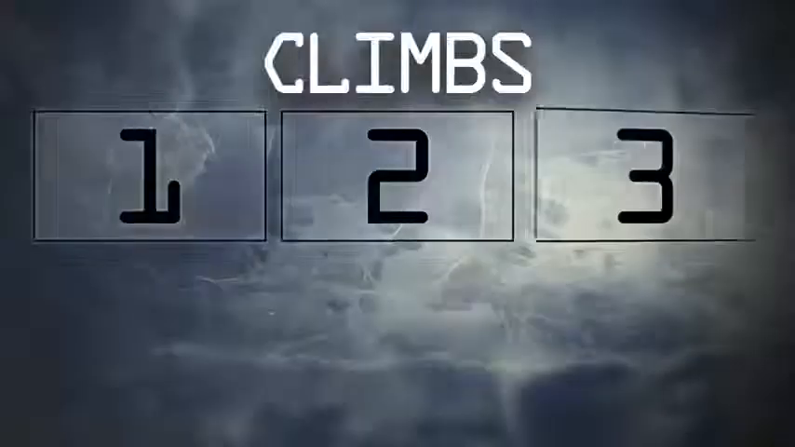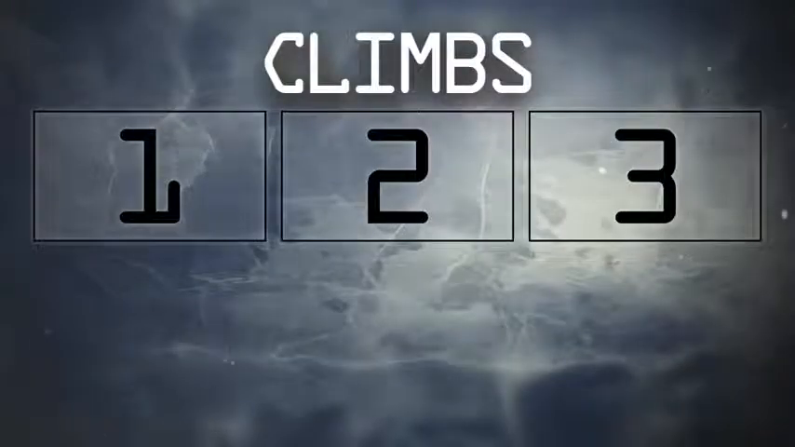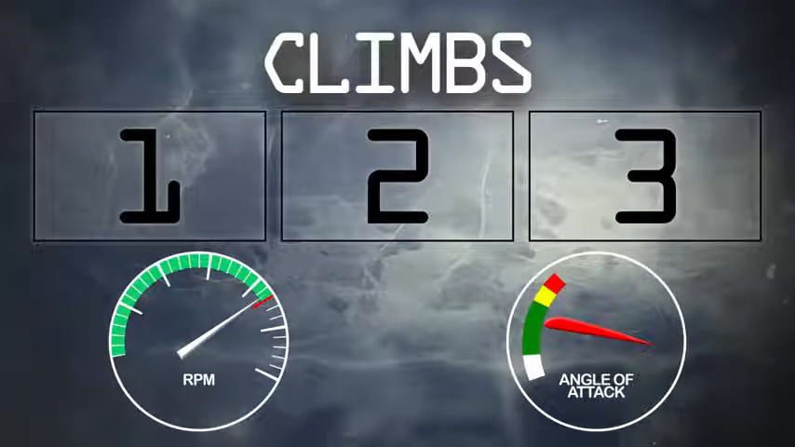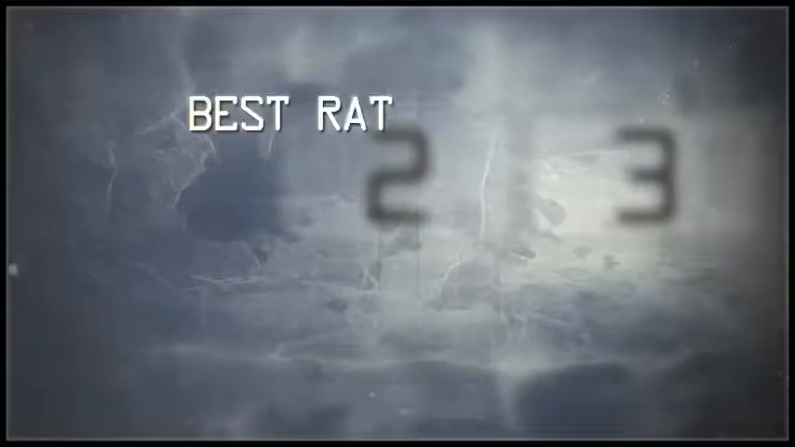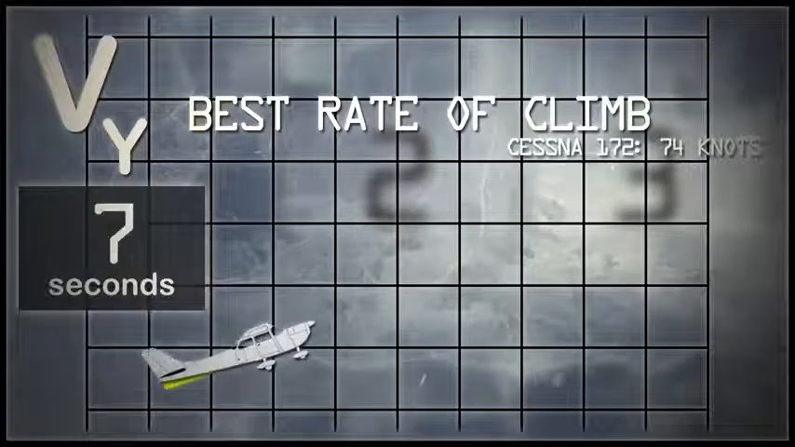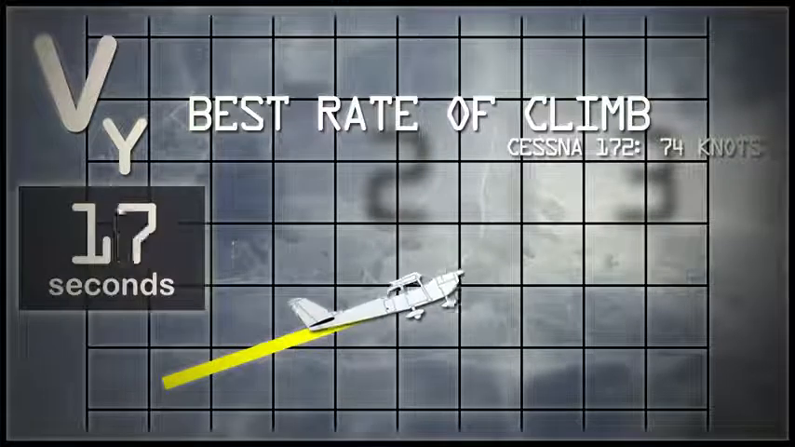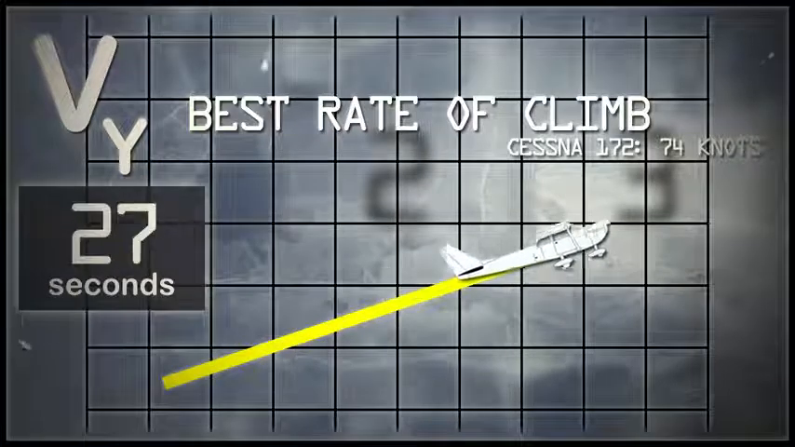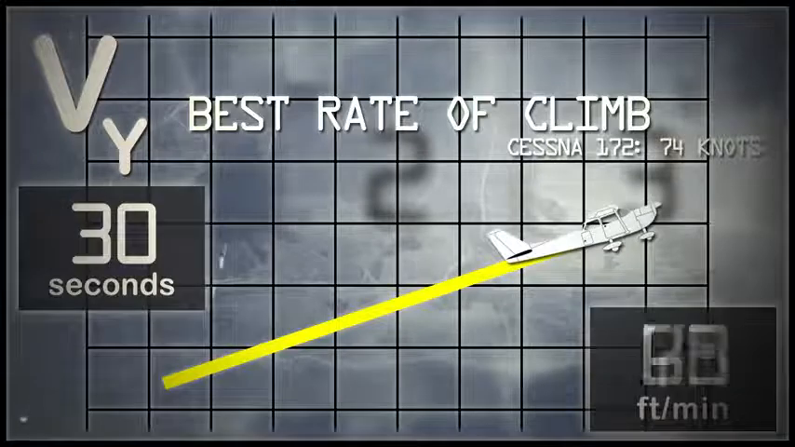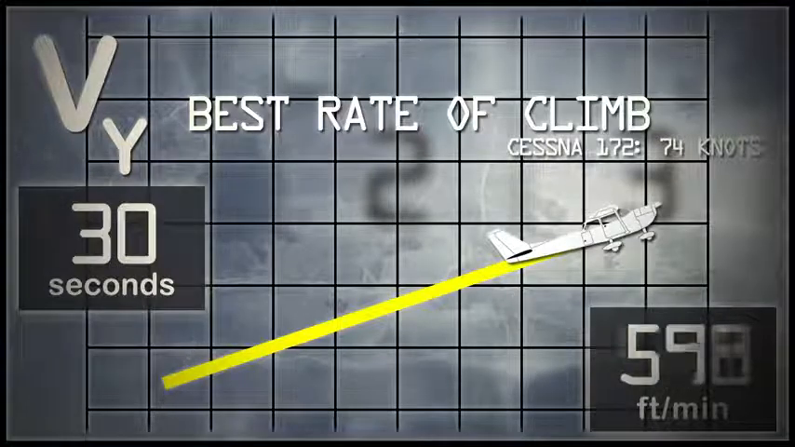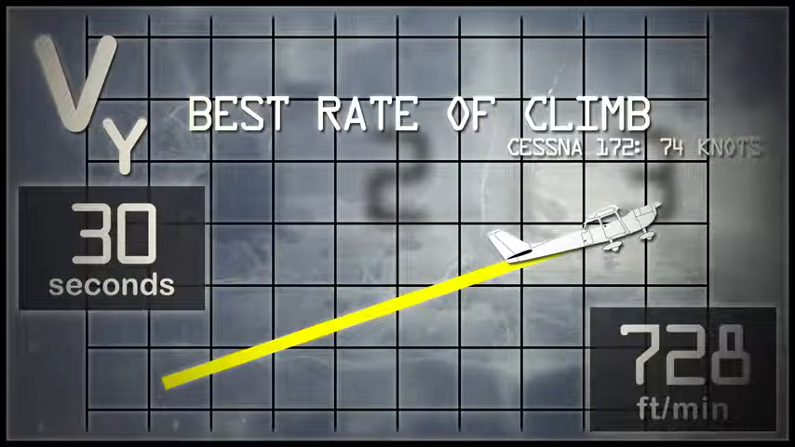There are typically 3 different types of climbs, each with different power settings and pitch attitudes, which a pilot can use during different phases of flight. The best rate of climb, also known as VY, is the climb profile that allows an airplane to gain the most altitude in the least amount of time. In other words, this climb will give the maximum rate of climb in feet per minute.